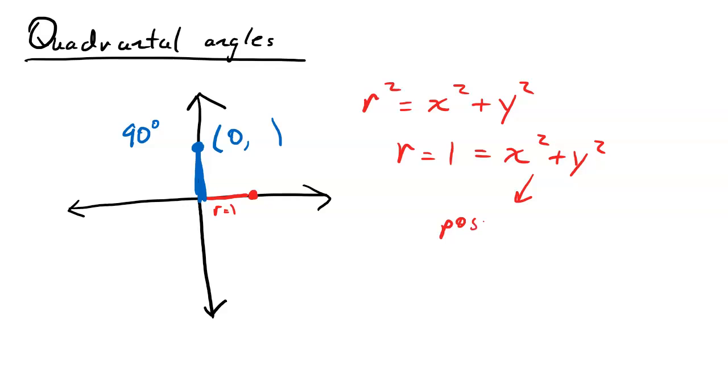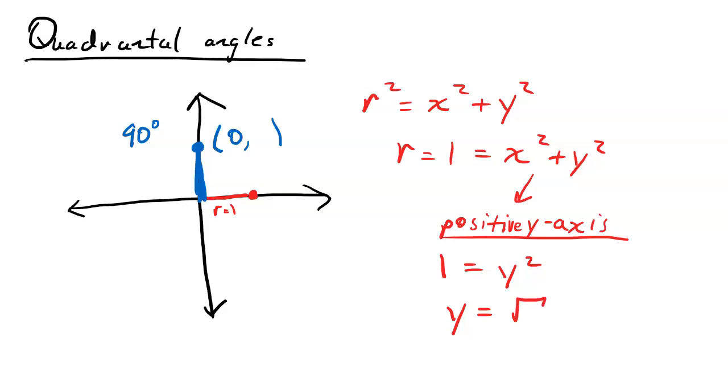So let me write that down. It's only for the positive y-axis. 1 is equal to y squared. Why? Because x is 0. So that means y is equal to the square root of 1, which is positive or negative, but since this is the positive y-axis, we want the positive coordinate. So our coordinate is going to be (0, 1).